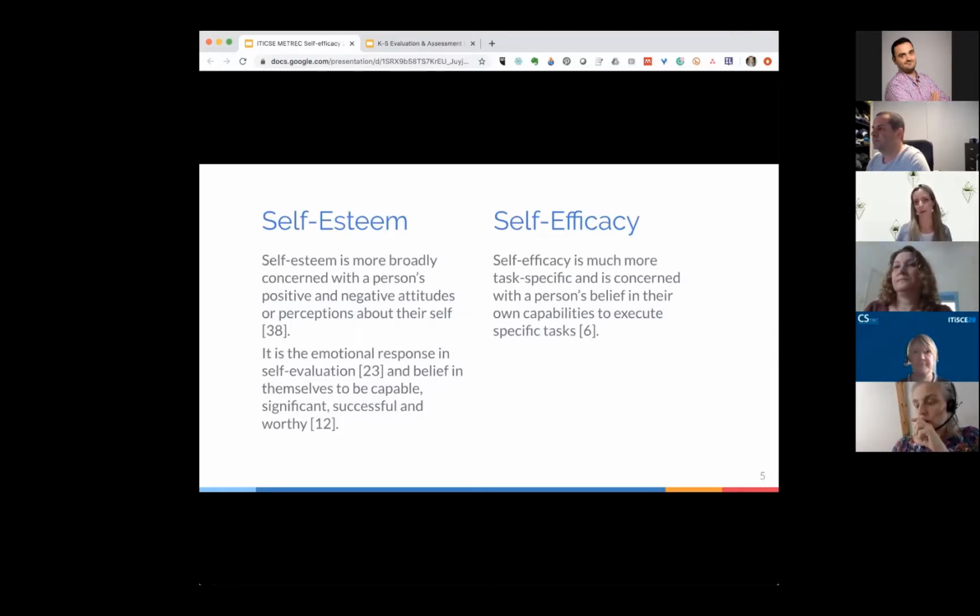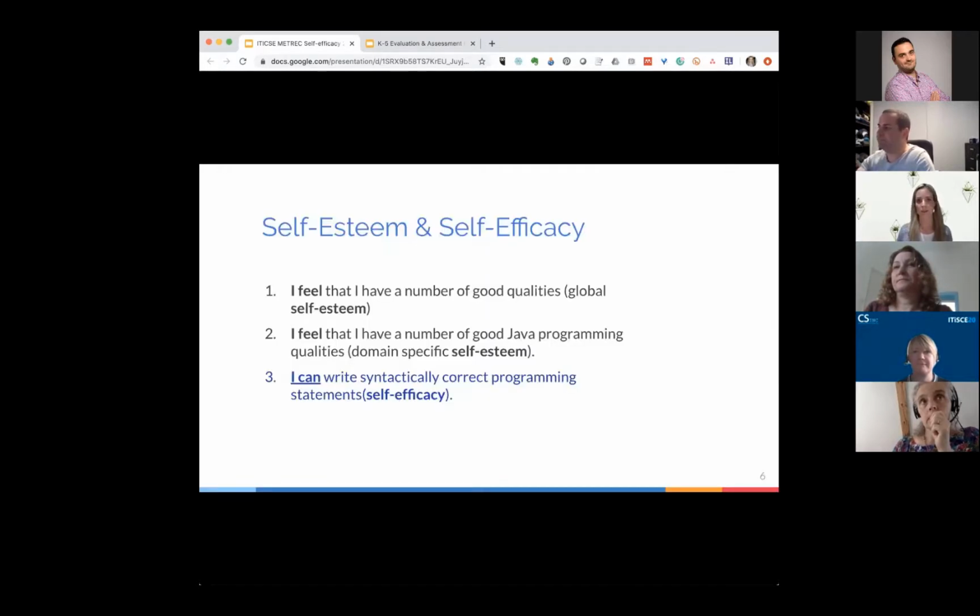Self-efficacy, on the other hand, is much more task-specific, although very similar, and is concerned with a person's belief in their own capabilities to execute particular tasks. So to demonstrate these construct differences, we present a similar statement in different ways on this slide. The first being self-esteem at a global level: I feel that I have a number of good qualities. The second is domain-specific self-esteem: I feel I have a number of good Java programming qualities. And the last is self-efficacy, focusing on that task: I can write syntactically correct programming statements.